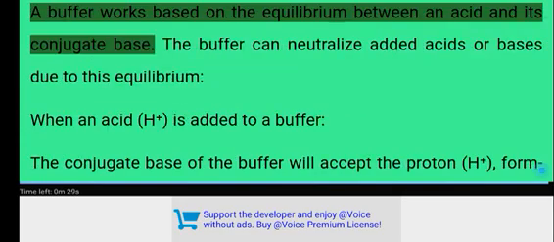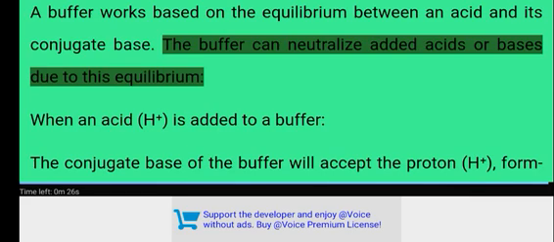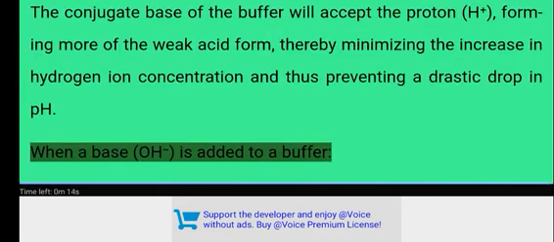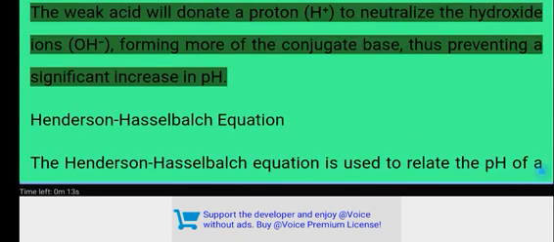The mechanism of buffers. A buffer works based on the equilibrium between an acid and its conjugate base. The buffer can neutralize added acids or bases due to this equilibrium. When an acid, H+, is added to a buffer, the conjugate base of the buffer will accept the proton, forming more of the weak acid form, thereby minimizing the increase in hydrogen ion concentration and thus preventing a drastic drop in pH. When a base, OH-, is added to a buffer, the weak acid will donate a proton, H+, to neutralize the hydroxide ions, forming more of the conjugate base, thus preventing a significant increase in pH.